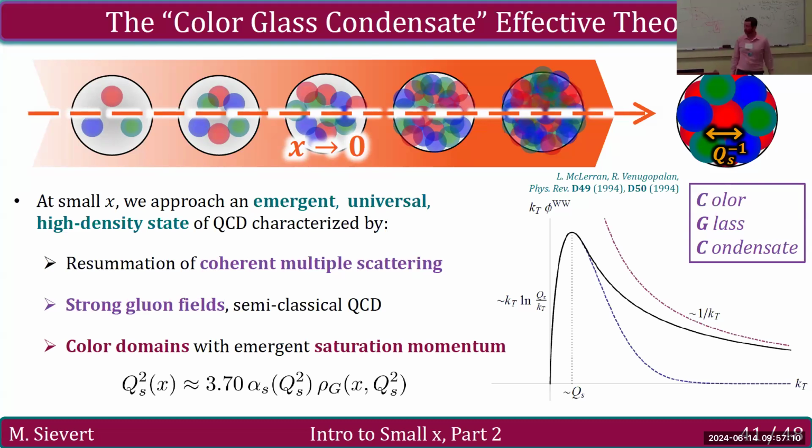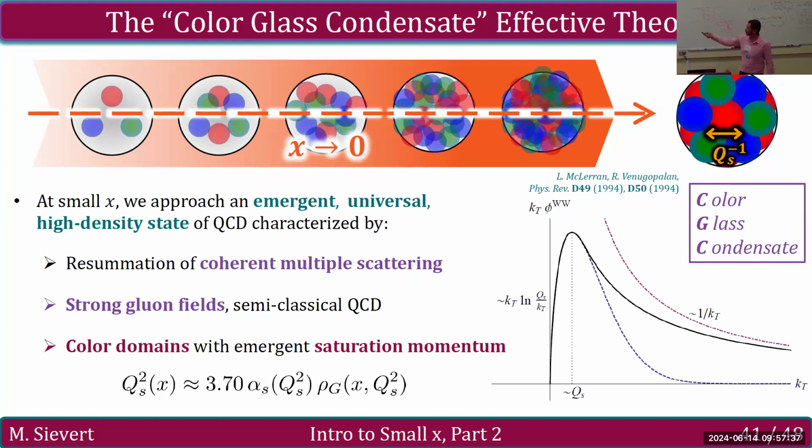This picture is sometimes referred to as the color glass condensate, although to be honest, it's a terrible name because it is neither a glass nor a condensate, but it's a little bit like both. It does have color in it. It's kind of like a glass because time dilation has slowed down the dynamics tremendously, although not frozen them. And it's kind of like a condensate because you have a large occupation of gluons in a particular momentum state, but it's not really a Bose-Einstein condensate.